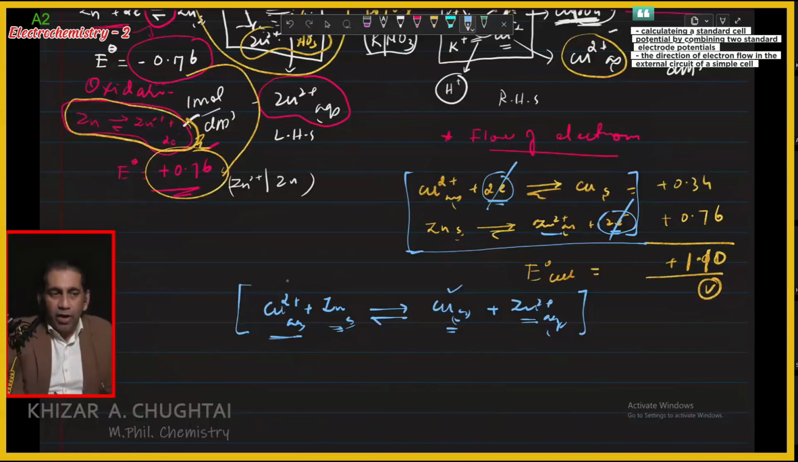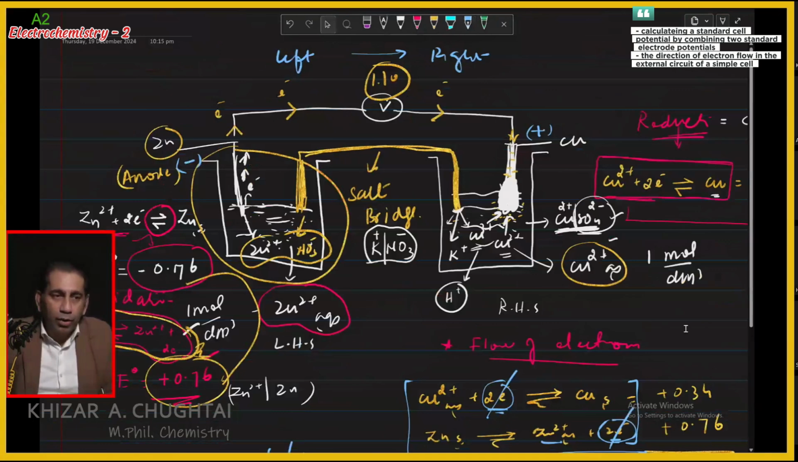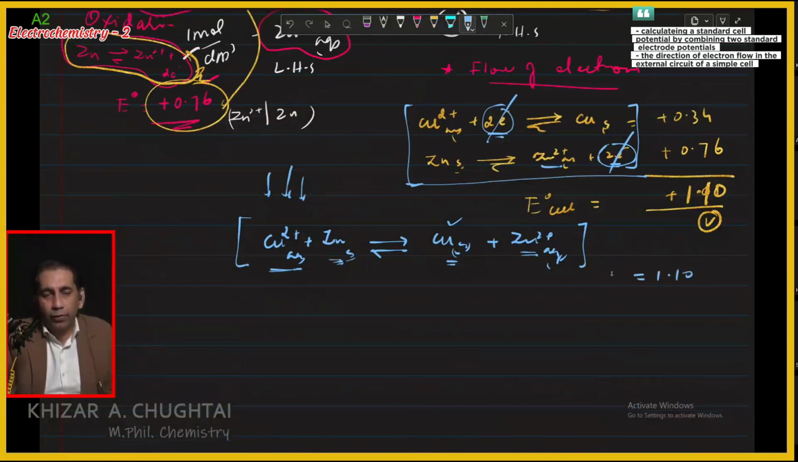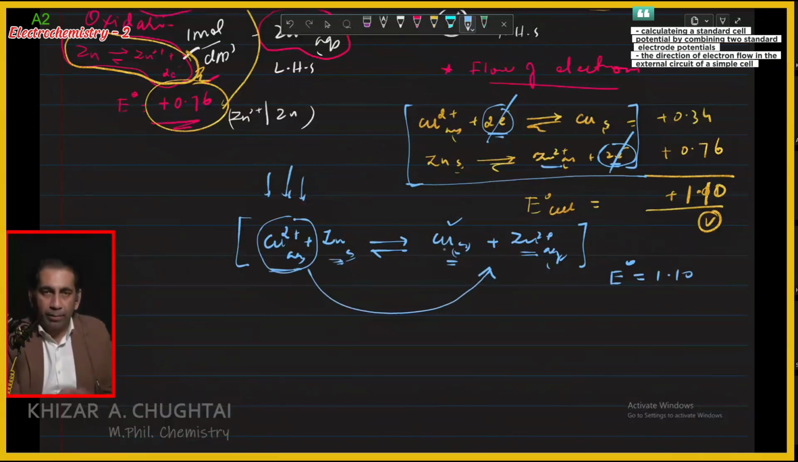Again, at this stage, if I increase the concentration of copper 2 positive ion, if I add more than 1 mole per dm cube in this beaker, more copper sulfate, then what will happen to the overall E naught of the cell, which is initially 1.10 volt? If I add more copper 2 positive ion, the position of equilibrium will be shifted towards the right hand side to compensate for the higher concentration of copper. As the equilibrium is shifting towards the right hand side, it simply means the answer will increase.